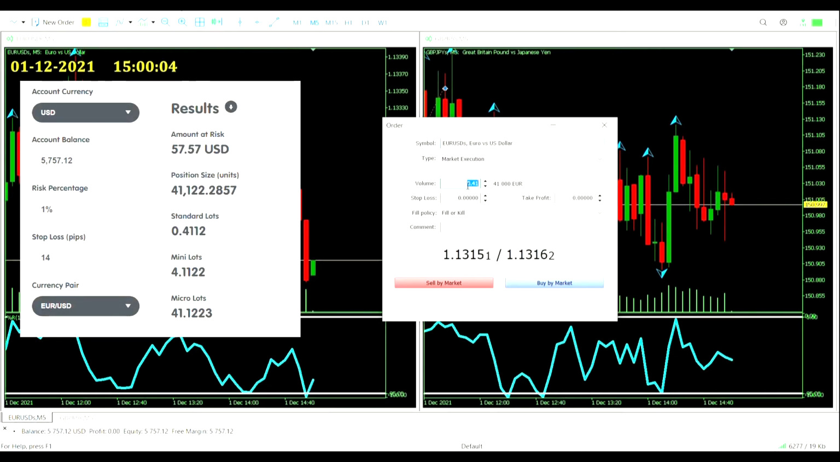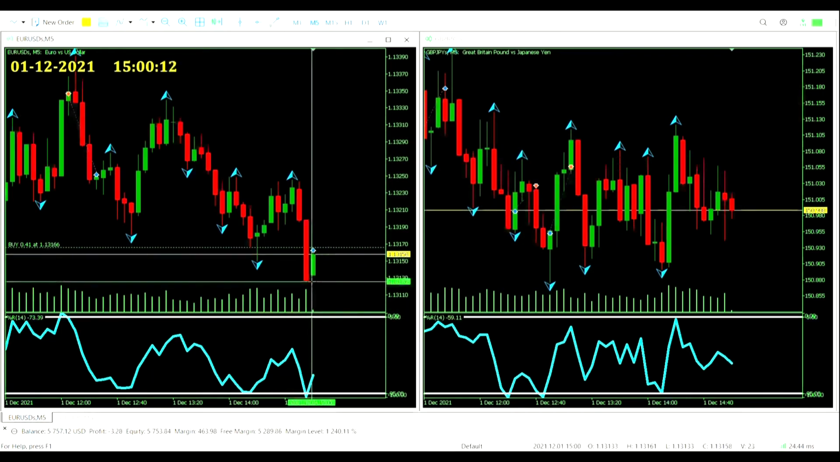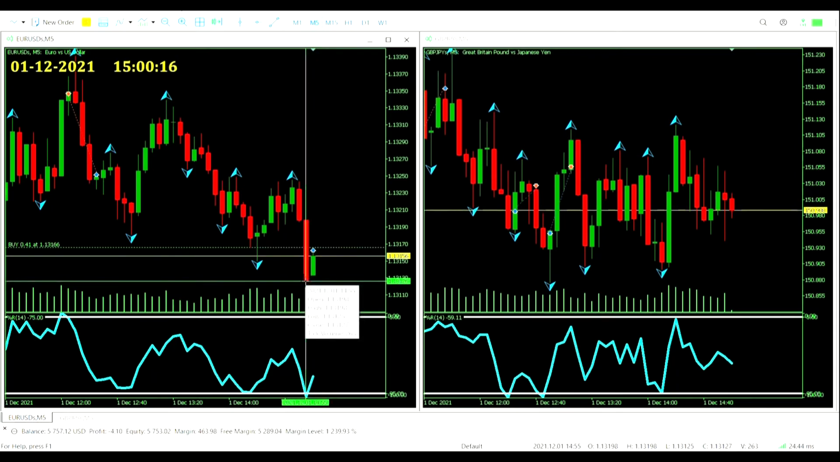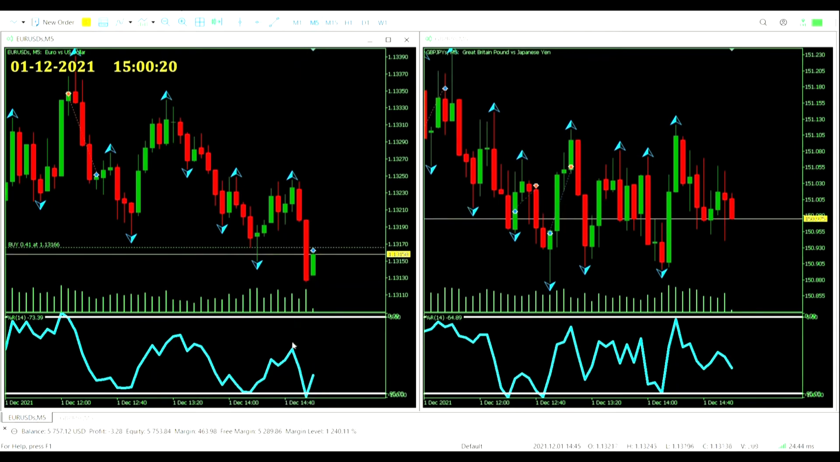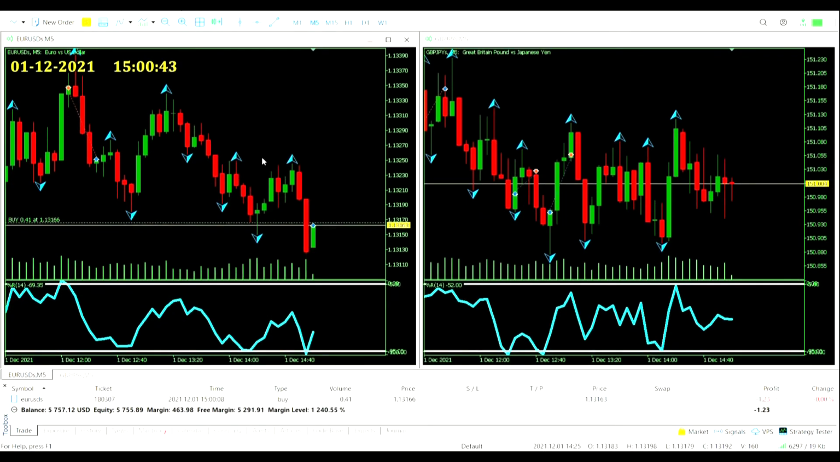That is 0.41 standard lots. And we'll buy it. It's already bounced up quite a bit. This is what happens when you're back testing stuff and you look at it and you go, well, the signal came there, so I would have got in there. Not always guaranteed, even when you only get in 8 seconds after the open of the candle. Either way though, it is nice to be in a trade.